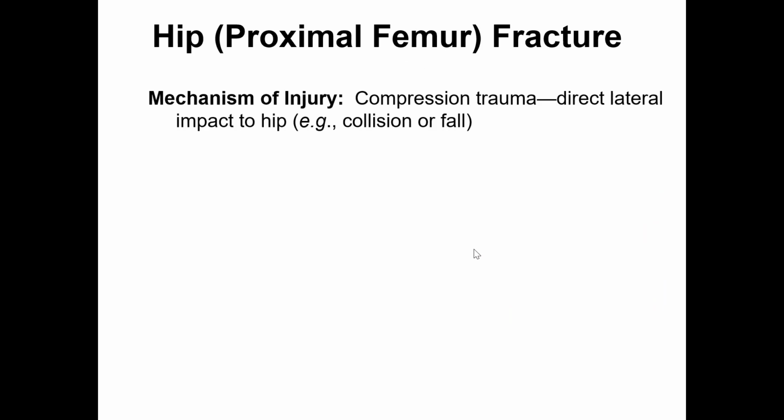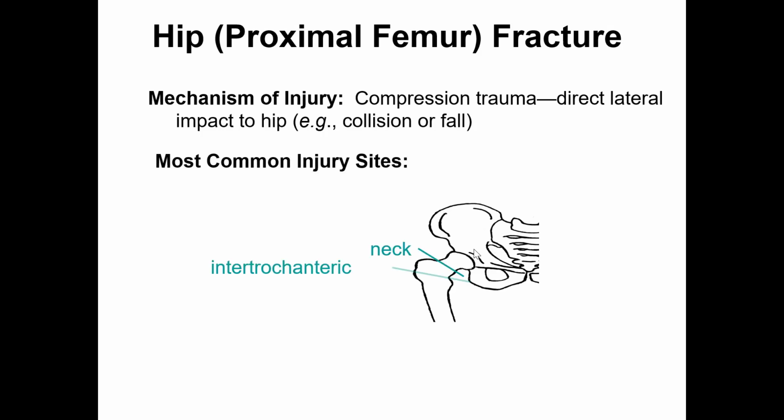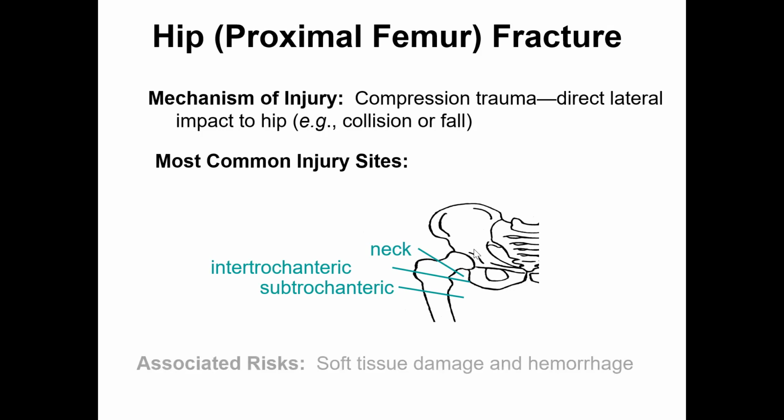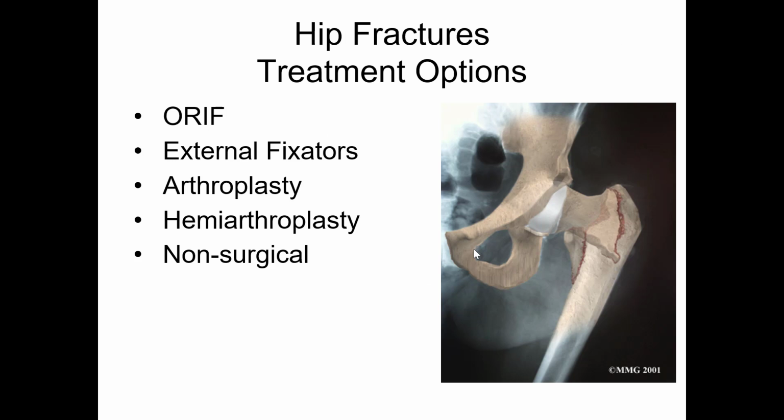The most common mechanism is a direct lateral impact via collision or fall, with the most common sites being in the neck, intertrochanteric area, and subtrochanteric area. Associated risks include soft tissue damage and hemorrhage. Treatment options include open reduction internal fixation, external fixators, arthroplasty, hemiarthroplasty, or non-surgical options.